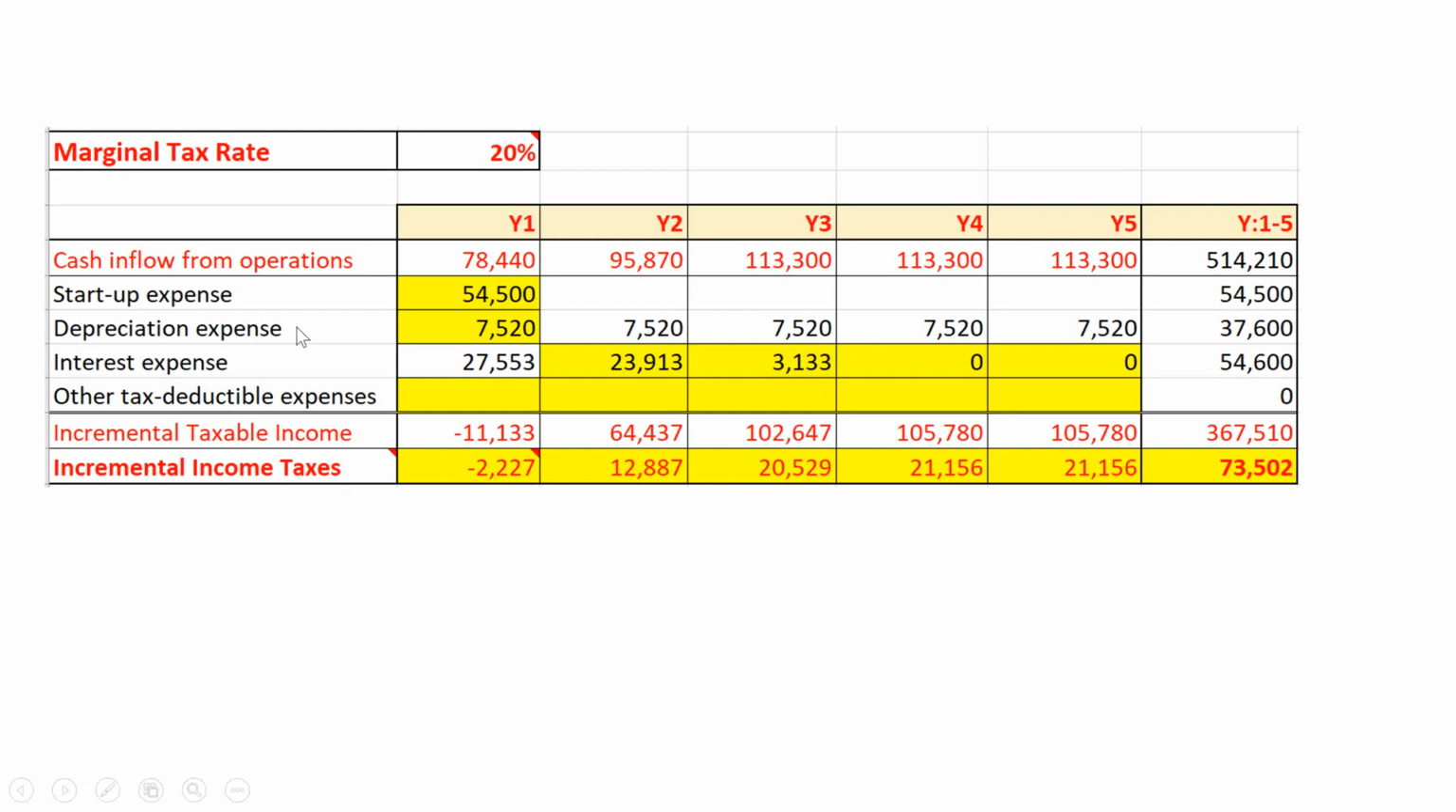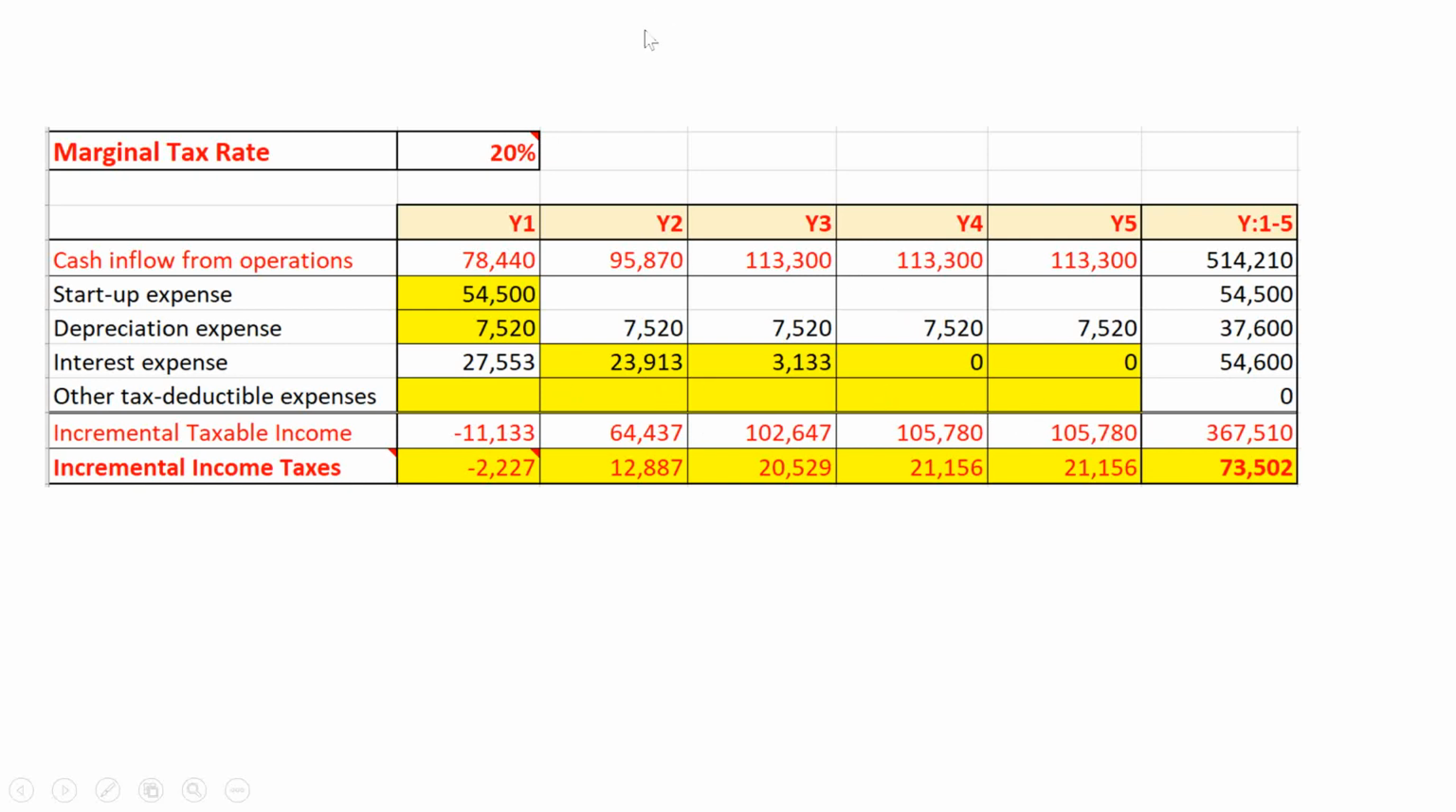Then interest expense. We borrowed money, then you pay interest. The reason it's only appearing for 3 years is we will see in class that you may want to pay some of them back. Other tax deductible expenses: bad debt expense, charitable contributions. So then you get your taxable income. You see it's a lot lower than your cash inflow from operations.